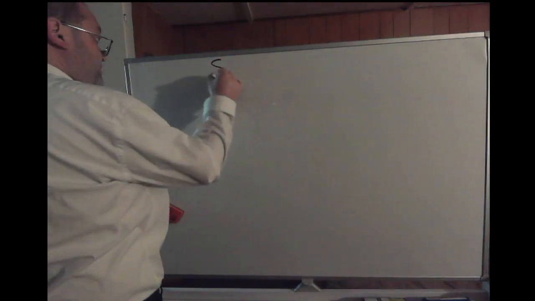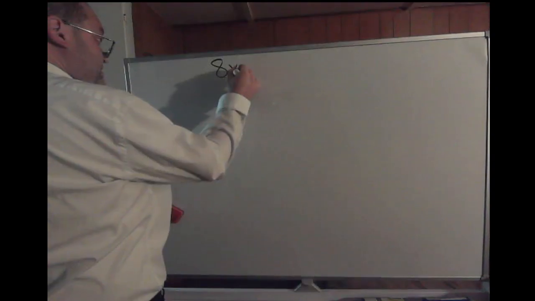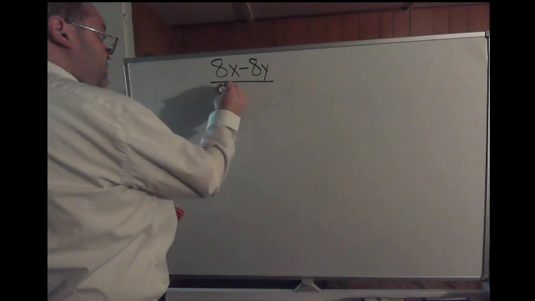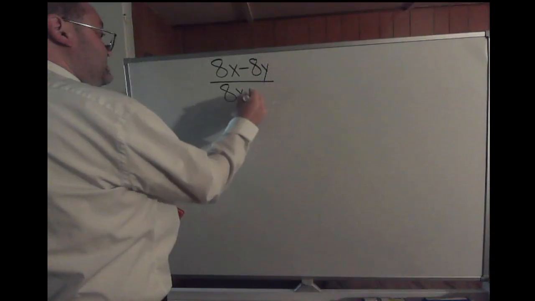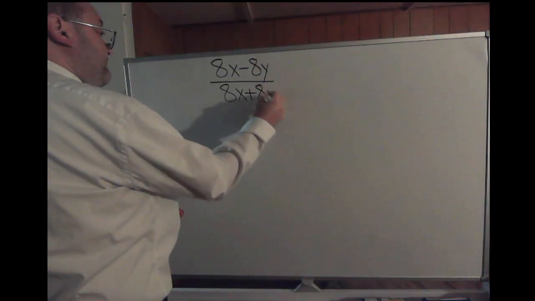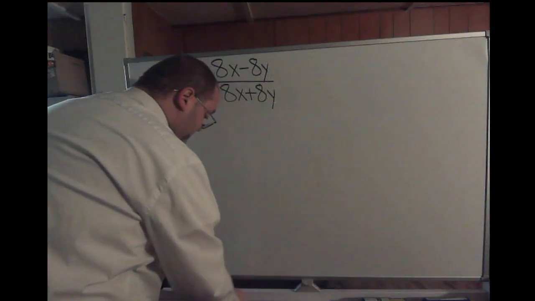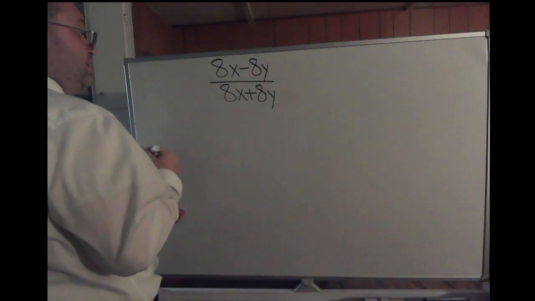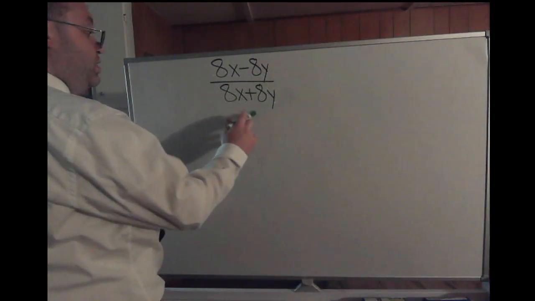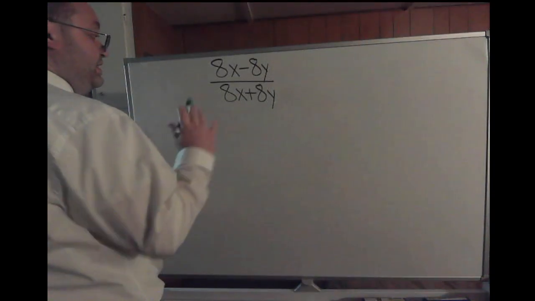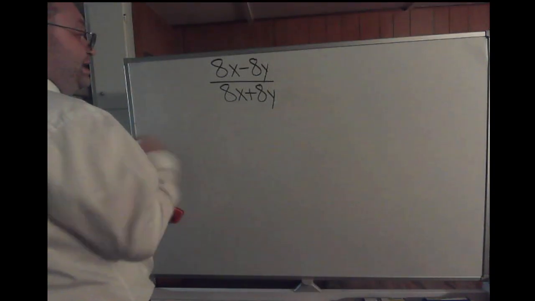Alright, we have 8x minus 8y all over 8x plus 8y. Well, we have two variables. We've got to figure out what would make the denominator equal to 0.